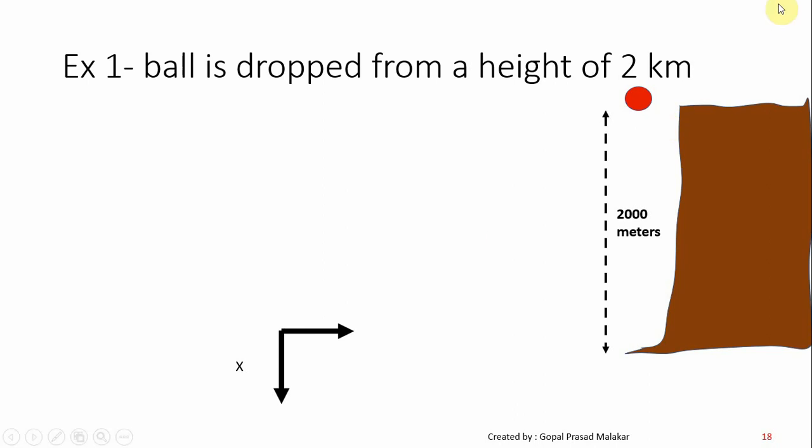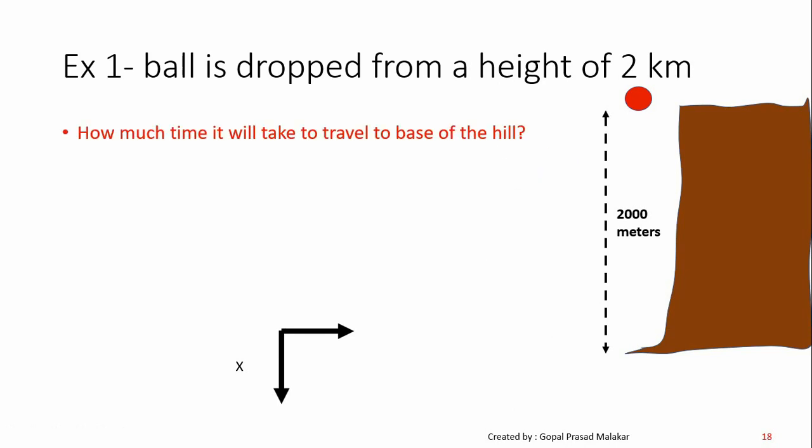A ball is dropped from a height of 2 kilometers from a mountain cliff. Now the question comes, how much time will it take to travel to the base of the hill? We are showing here x in this direction, y in this direction. So obviously anything in this direction will be shown as positive, upward will be shown as negative. So how much time will it take to travel?